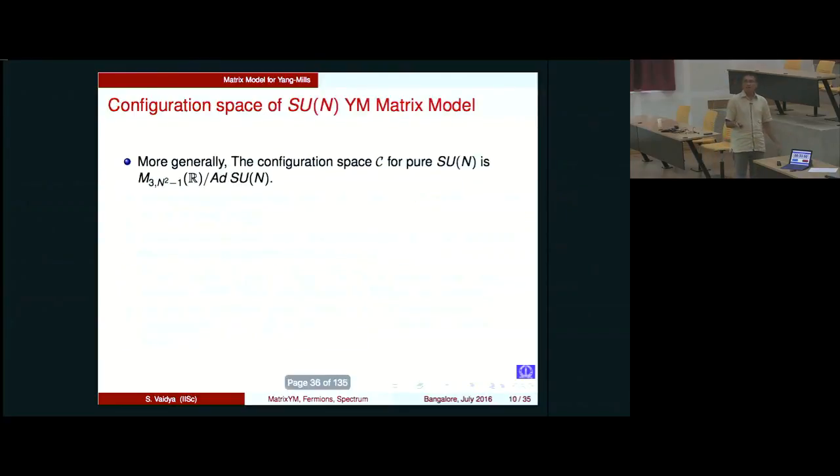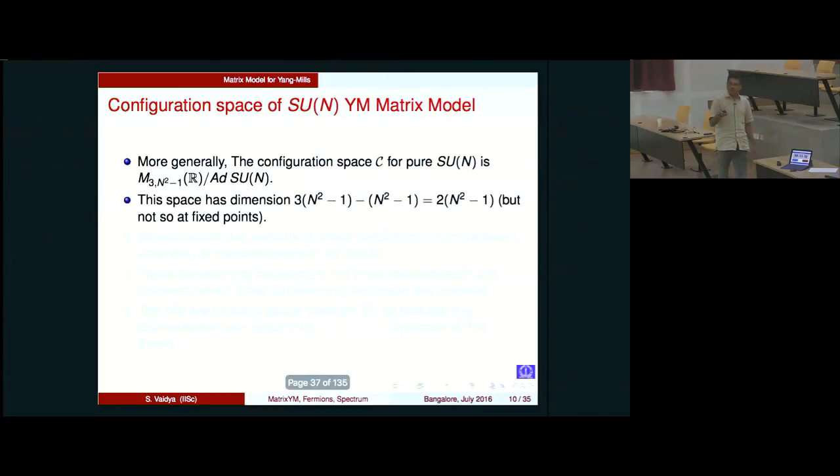So this construction generalizes to SU(N). For the case of SU(N), the configuration space of the gauge theory is now the space of all 3 by N squared minus 1 matrices, all rectangular matrices of this type, quotiented by the adjoint action of SU(N). You can see that the dimension of this space is 3 times N squared minus 1 minus dimension of the group, and this is true generically, except that you have to be careful where this quotienting has fixed points. These fixed points actually will play an important role, as you will see for the case of SU(2).